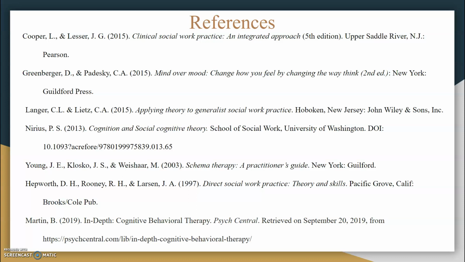Cognition and Social Cognitive Theory by Nurius, published in 2013. Schema Therapy, A Practitioner's Guide by Young, Kolosko, and Weischer, published in 2003. Direct Social Work Practice by Hepworth, Rooney, and Larson, published in 1997. And In-Depth Cognitive Behavioral Therapy by Martin, published in 2019.